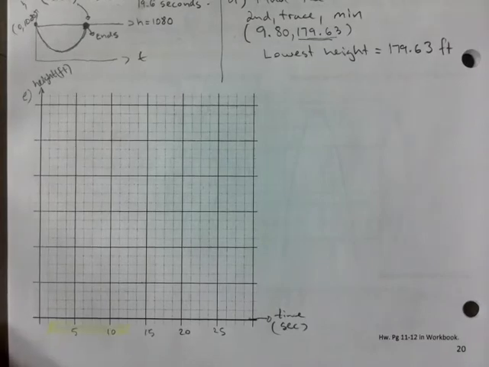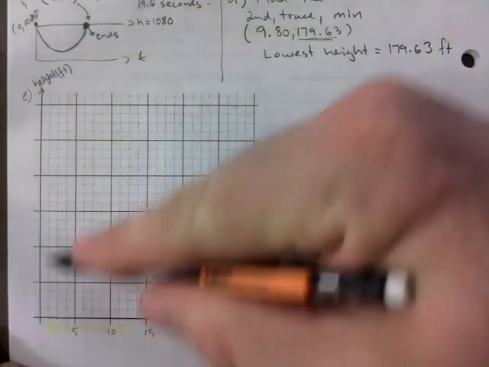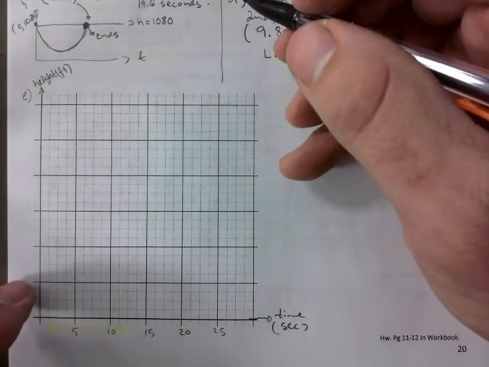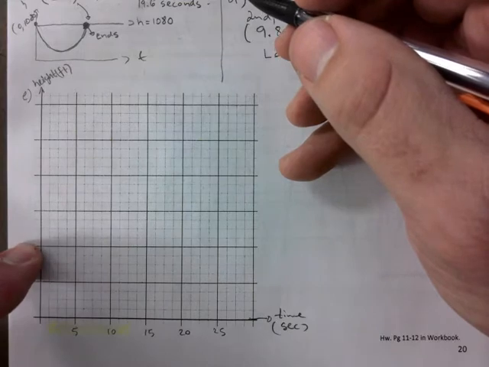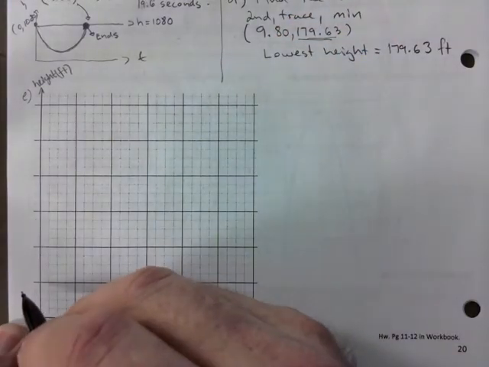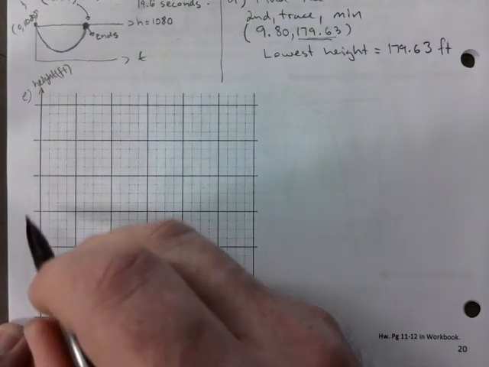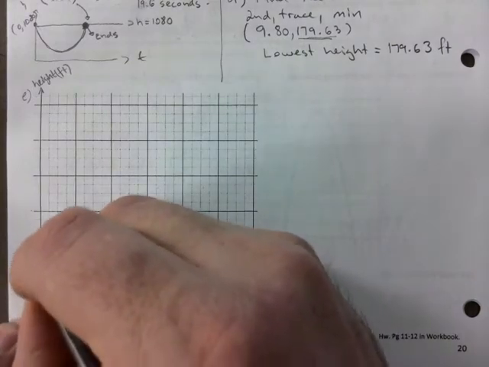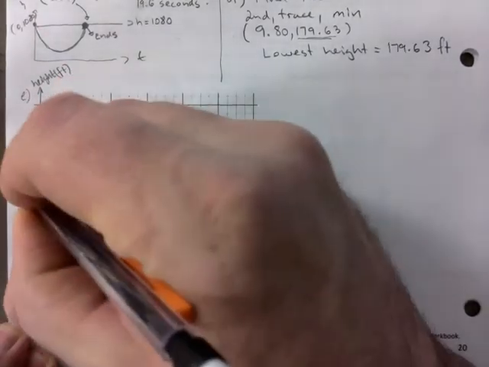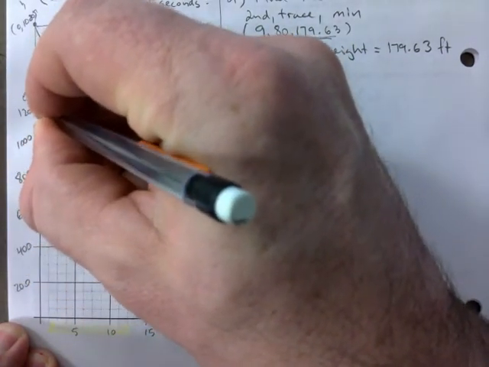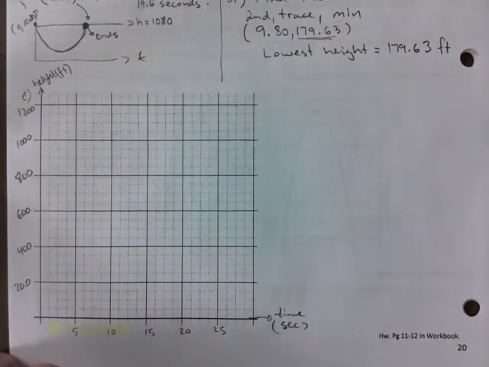You could go up by 4s if you wanted to. And then here, I need to go all the way to 1080. I need to make sure that fits. So let's see. 250, 500, 750, 1000. So I'm going to go up by, how about 200? 2, 4, 6, 8. Yeah, I'm going to go up by 200. Well labeled, well laid out.